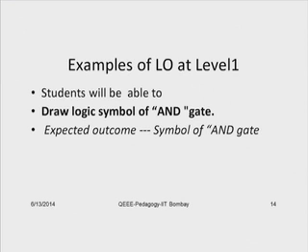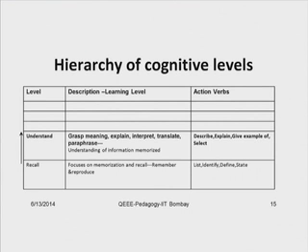What does it say? Draw the symbol of, so students will be able to draw the logic symbol of an AND gate. The expected outcome is that it has already been taught in the classroom what the symbol of an AND gate is, and they will just reproduce it. So a simple learning objective here is: student will be able to draw a symbol of an AND gate, that is all.